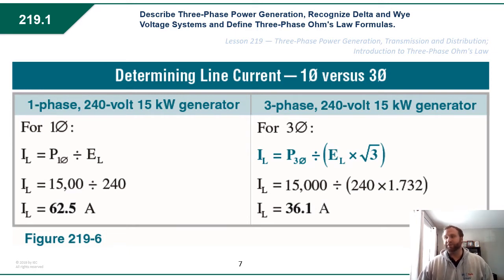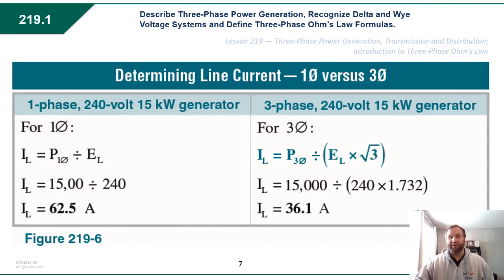Now we incorporate the square root of 3 because all three of our three-phase voltages are not in phase with each other, so we can't just add them up. A phase started well before B phase and well before C phase, and once A phase has reached its peak, B phase is just about ready to climb, and so on and so forth. So we can't just add our voltages up with three-phase power. So we have to multiply our voltage by the square root of 3.